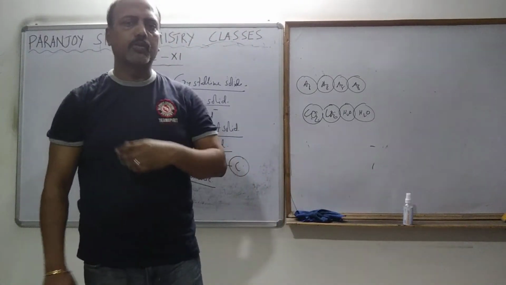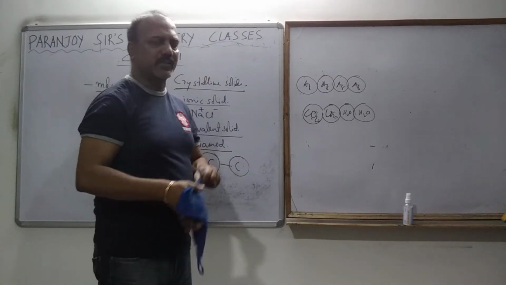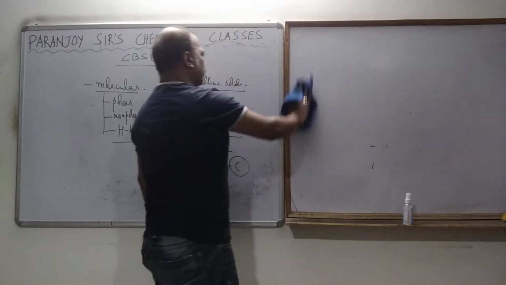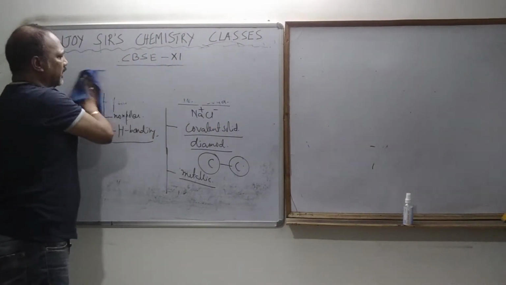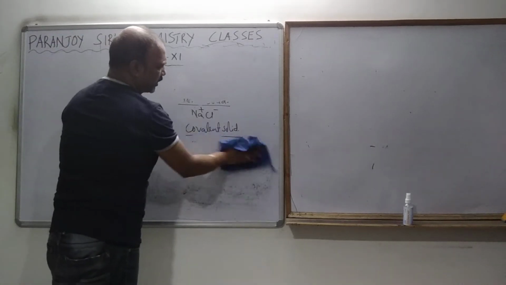The next thing we are going to do is lattice. Lattice point, lattice, unit cell. These are the three terms we are going to do today. If this concept is clear, then we can move forward with further detail.